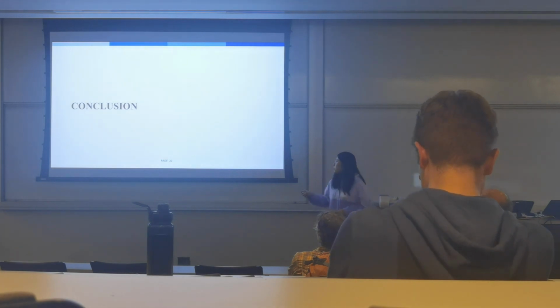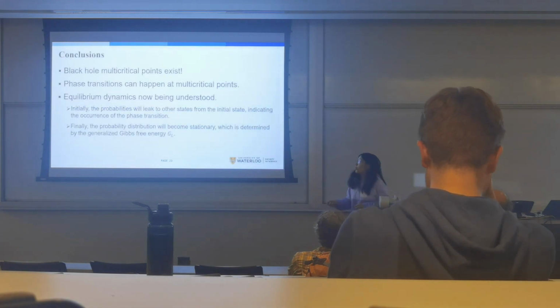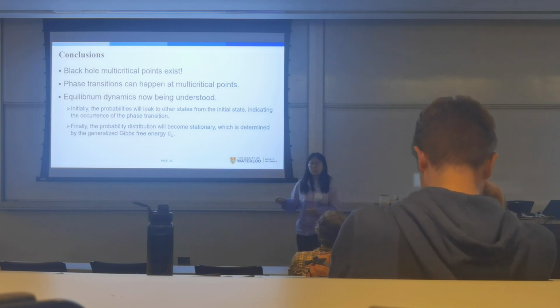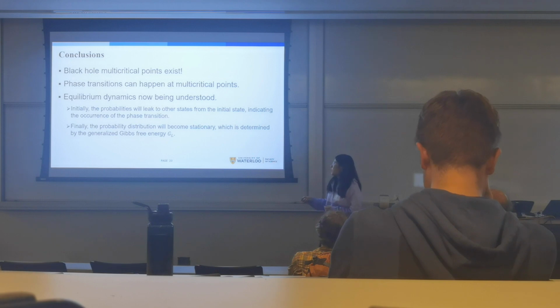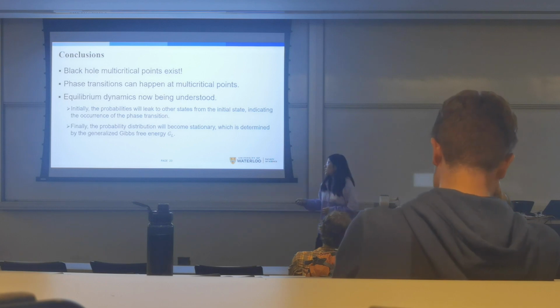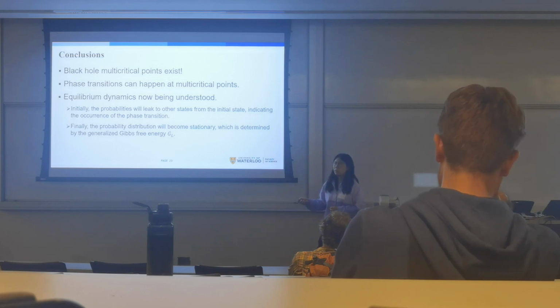So now let's make a conclusion. First we find the black hole multi-critical points, and then we study the phase transitions at the multi-critical points, and we found that the phase transition can indeed happen. And we also analyze the dynamics for the phase transitions. We find that initially the probabilities will diffuse to the other three states. And this means that the black hole phase transition can indeed happen. And finally, we found that the probability distribution will become stationary, and the final stationary probability is determined by the optimal Gibbs free energy.